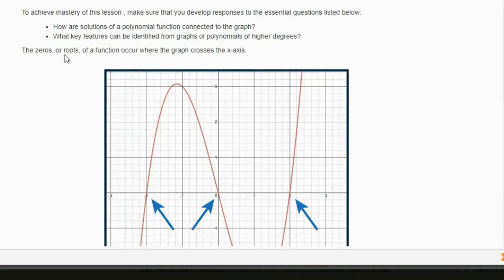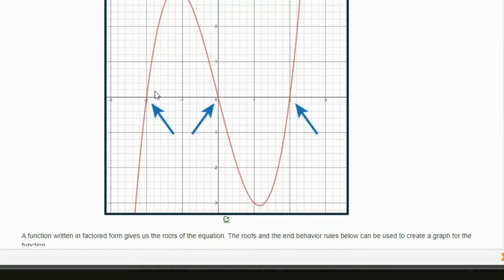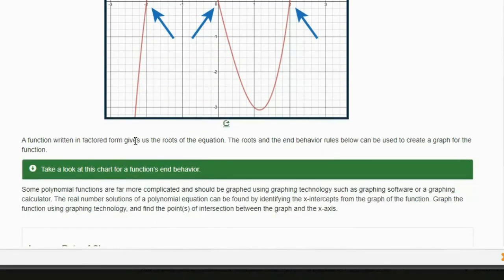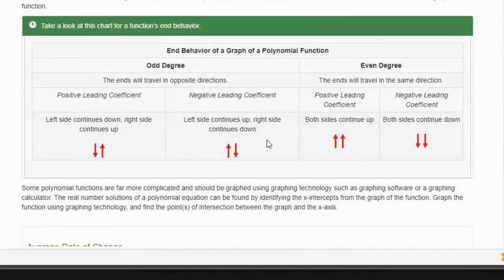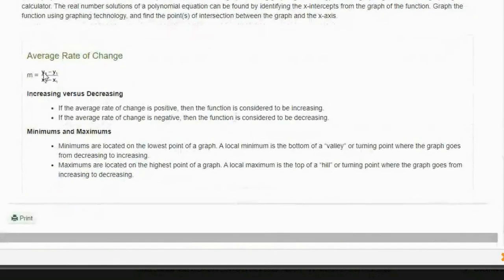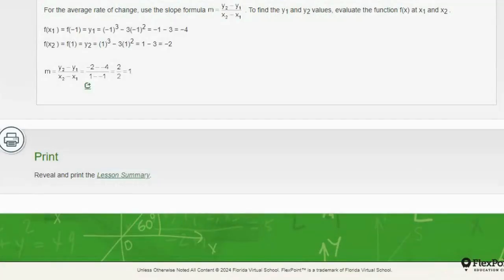Okay, the roots, zeros, solutions are wherever it crosses the x-axis. When it's written in factored form, that gives us the roots. In the behavior chart, we have that in our notes. Average rate of change, there's that formula for 2 points. The x's and y's of 2 points. You can figure out the average rate of change. Increasing versus decreasing, minimums and maximums. Let's see the assignment that goes with this one.